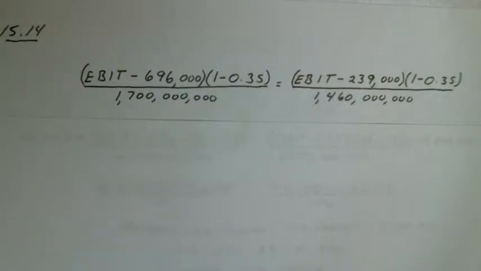I've had several questions about problem number 14 in chapter 15. I gave you on the spreadsheet this particular equation as we're looking at Home Depot and Lowe's and trying to find the earnings before interest and taxes, the EBIT, that would be the indifference level, which means that the earnings per share will be the same regardless of which one we are looking at.